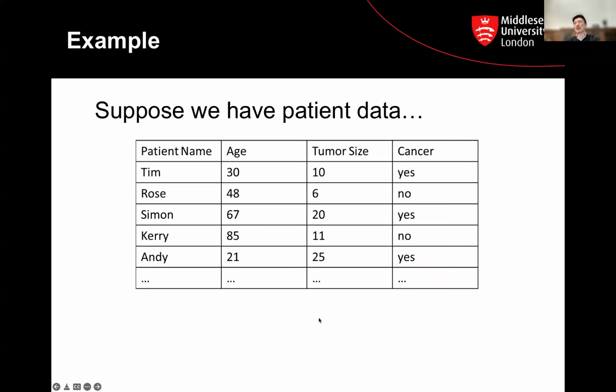Okay, and so this is a slightly different example where you still have patients, and then you have the name, the age, the size of the tumor, and then whether the person has cancer or not. The tumor just means a lump in your body, and it does not necessarily mean you have cancer. If there is a chance the tumor is cancerous, then in that case the cancer will be yes.